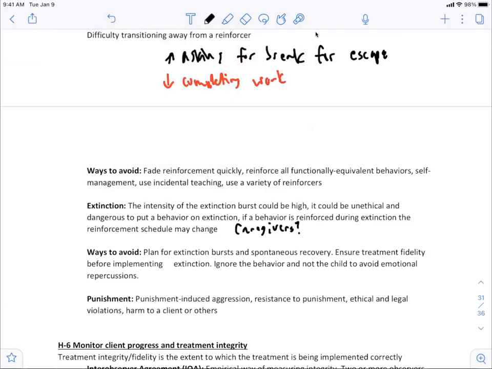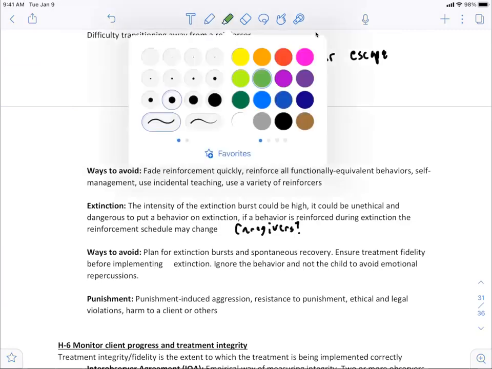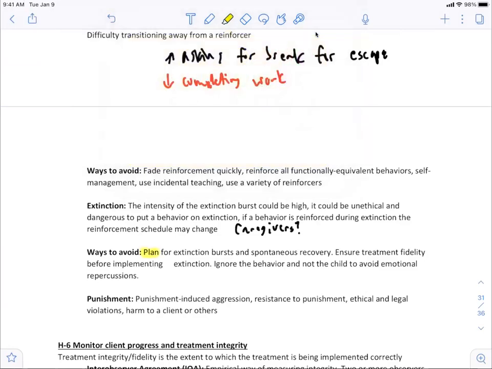How do we avoid it? Plan, plan, plan, plan. Always be planning. You know extinction bursts are coming. You know spontaneous recovery is coming. Plan for it. Easy as that. Ensure fidelity is there. If we're going to do extinction, how often does extinction need to occur? 100% of the time, or as close as possible. We're not perfect, obviously, but extinction half the time doesn't cut it. We need good fidelity.